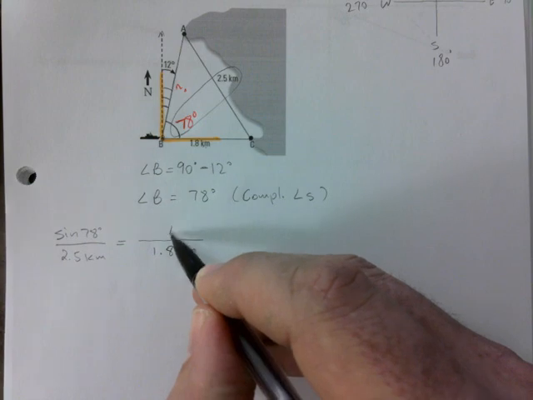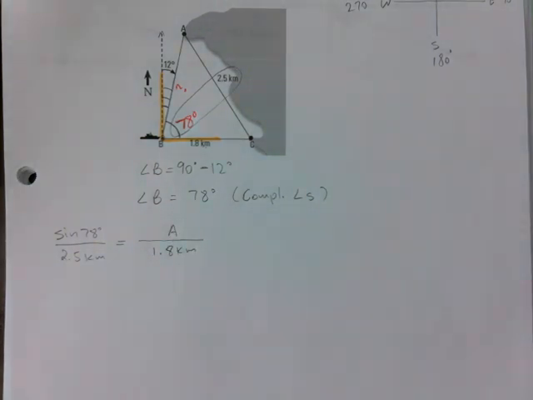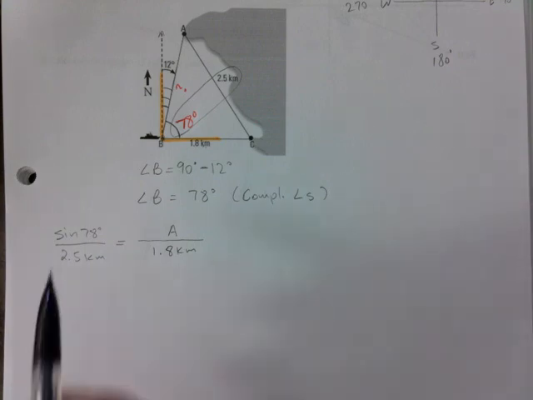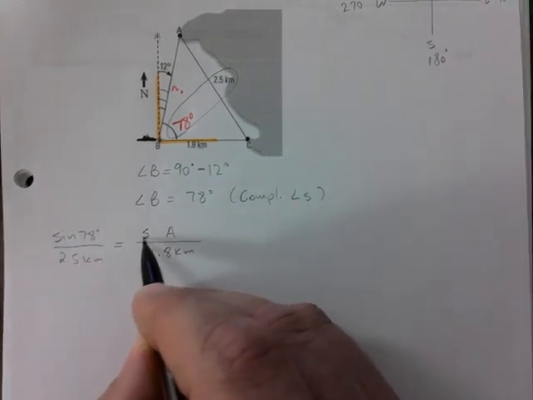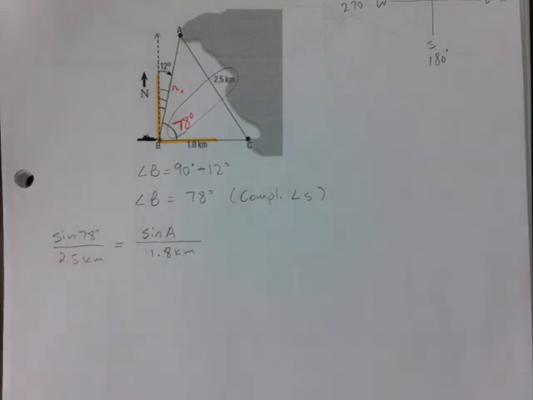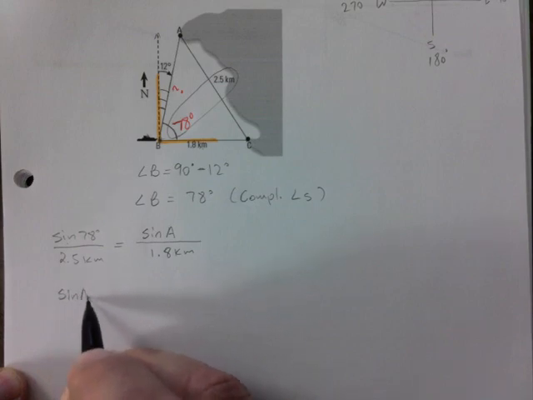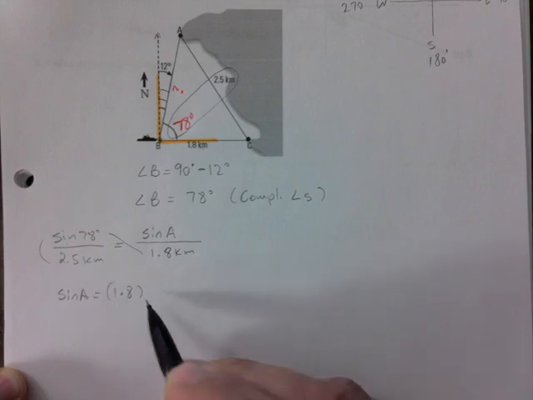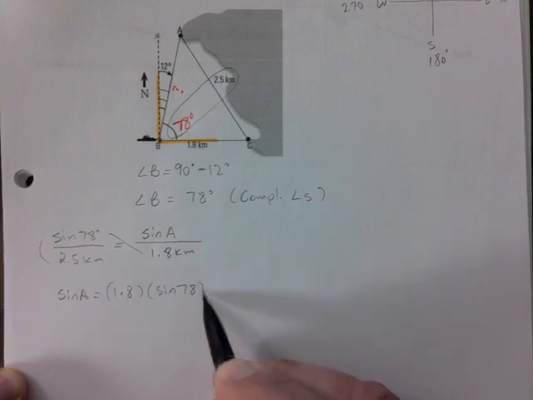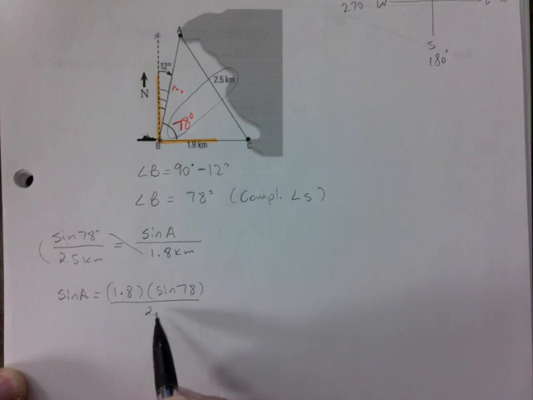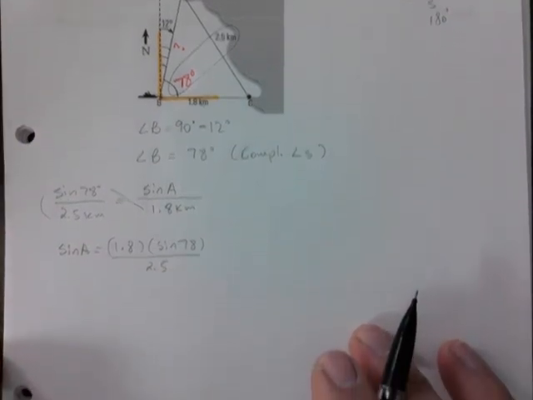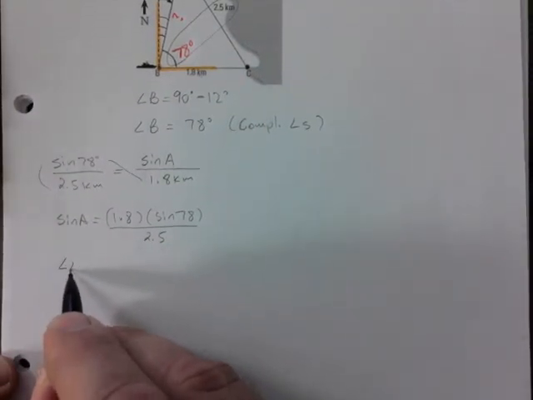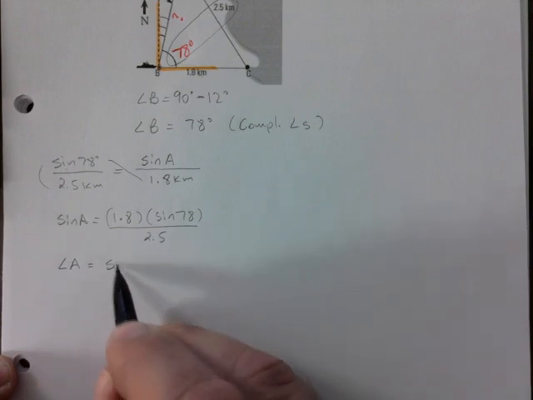And this is going to be A, right? Just like that. Because that's just so much easier, Mr. Dirksen. I'm just going to do A. I don't like sine. You have to, right? Sine of angle, which means you're going to have to use the inverse at one point, right? So sine of A is cross multiply and divide. So 1.8 times sine of 78 over 2.5. And last step is angle in question is going to be sine inverse.